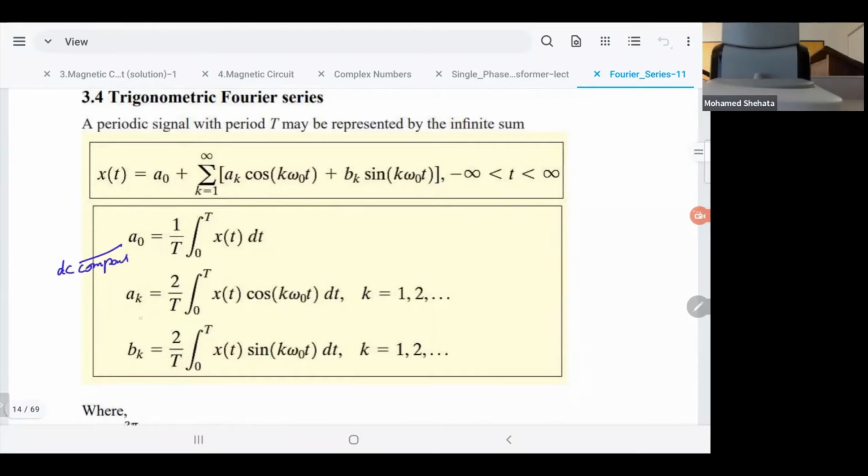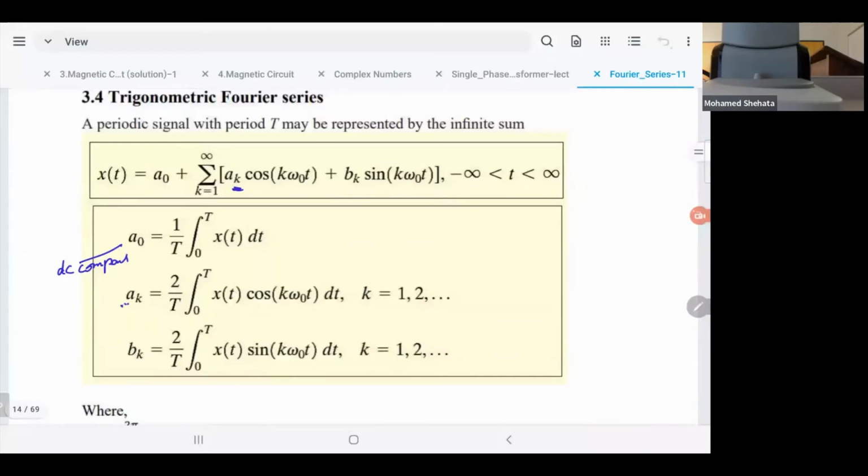And AK, the coefficient of the cosine term. BK, the coefficient of the sine term. And this is the formula for how you get AK, and that's the formula for BK. Again, what's AK? AK is the amplitude of the cosine. When you look at this series, AK cosine K omega naught t, AK is the amplitude of the cosine. That's how you get it from this equation.